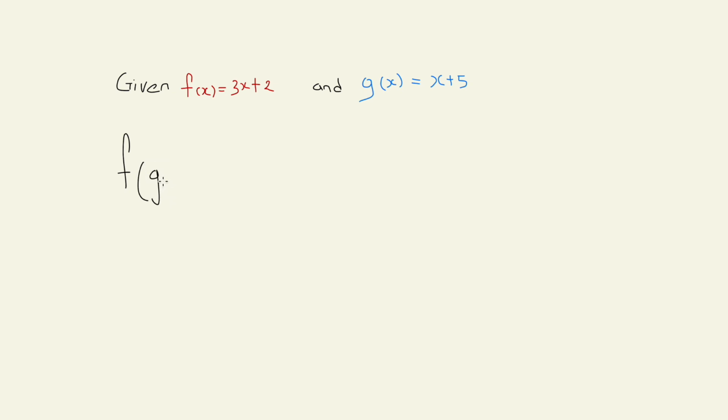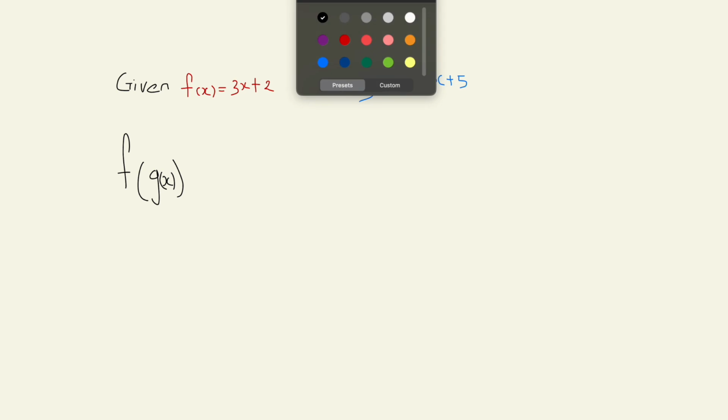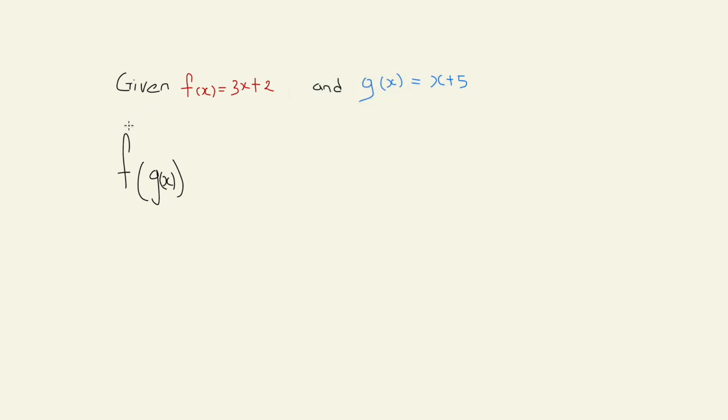So when you substitute g of x into f of x, this is a composite function. Whenever you substitute g of x into f of x, you get a composite function. And it is as simple as that.